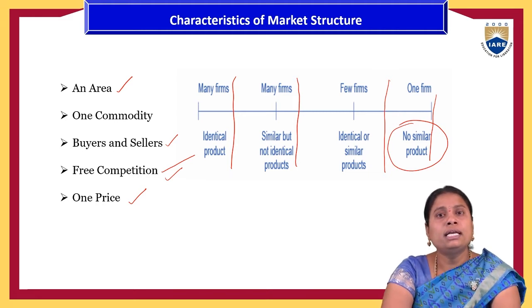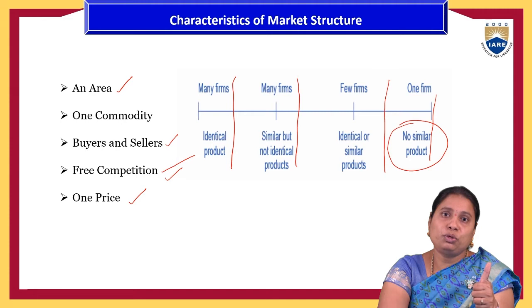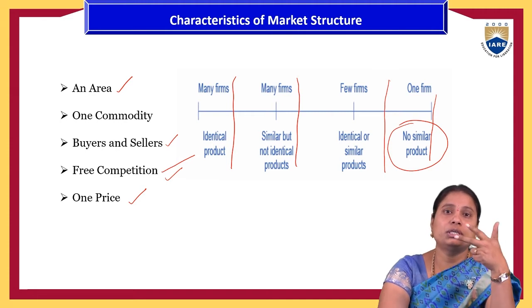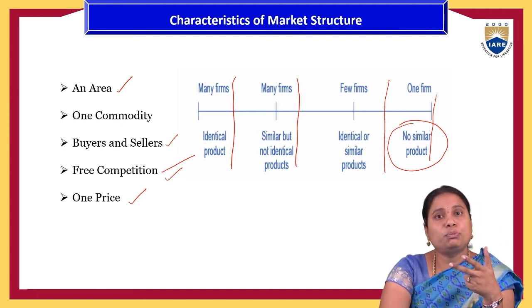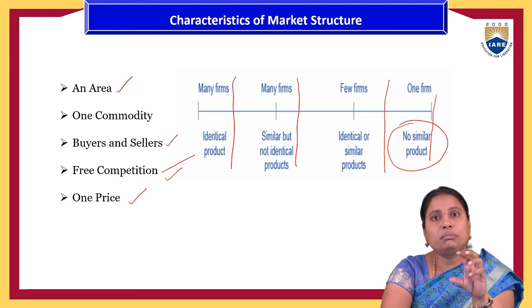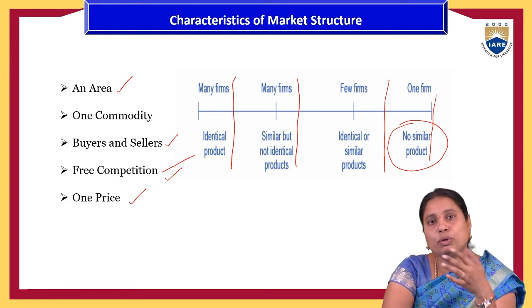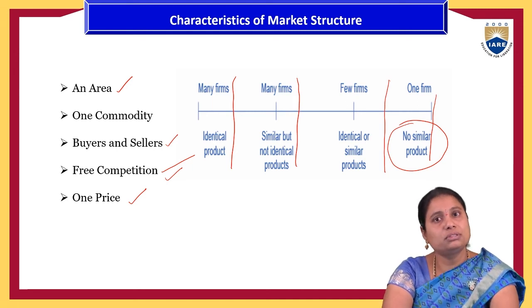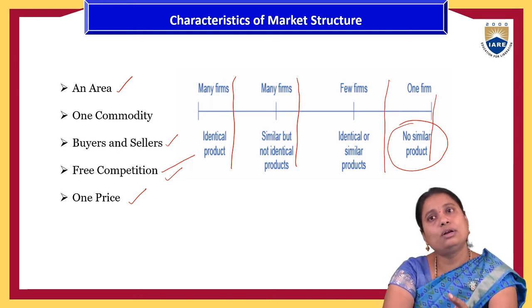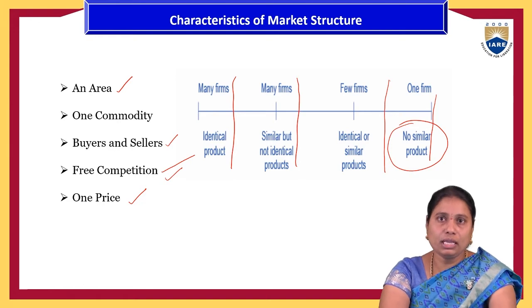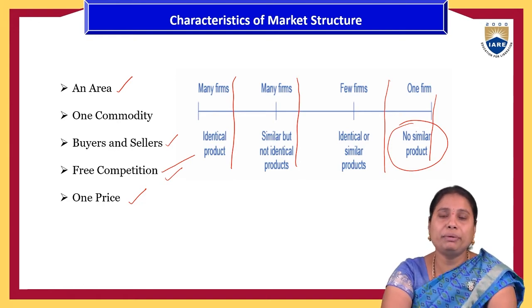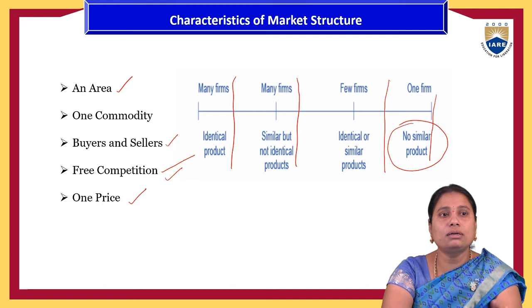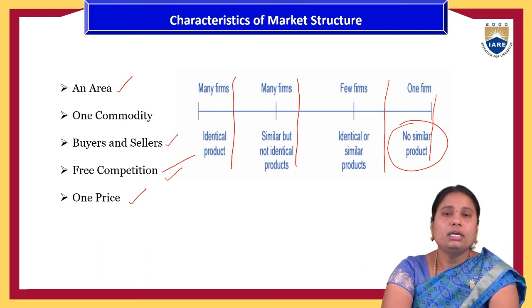But take transportation: air transportation, railway transportation, road transportation, seaway transportation, all are transportation from one destination to another. That means many firms with similar but not identical products. In those situations, the competition might be equal, or sometimes it may not be equal.